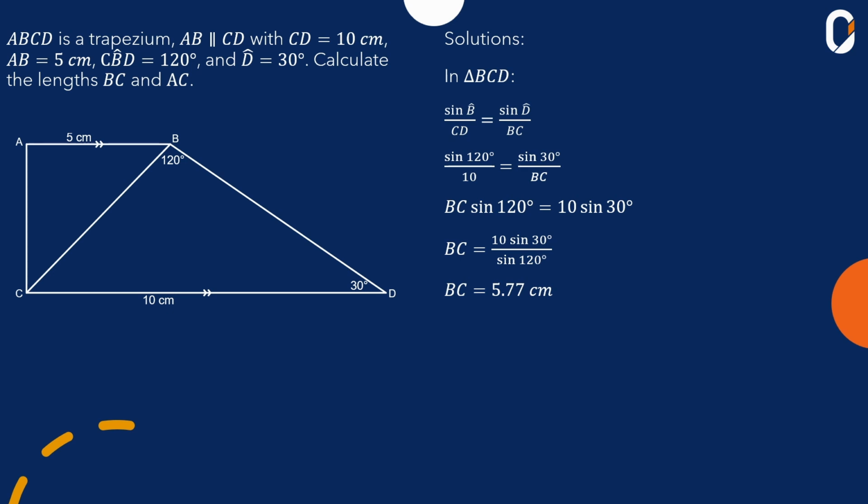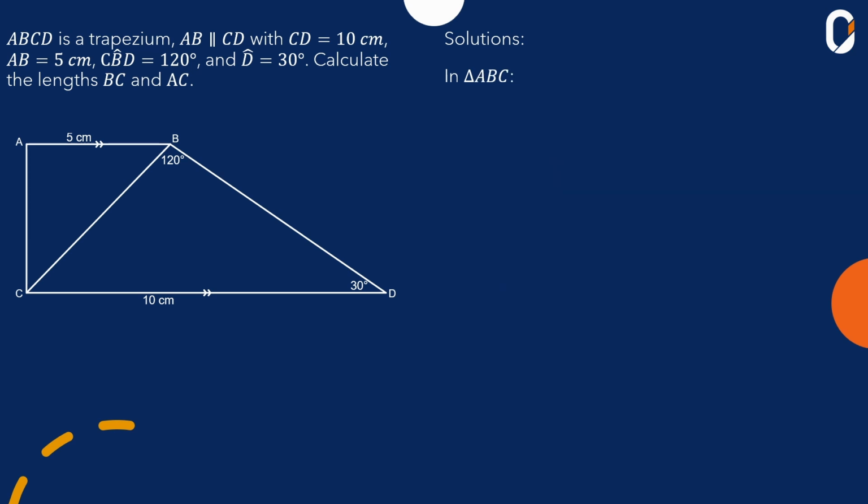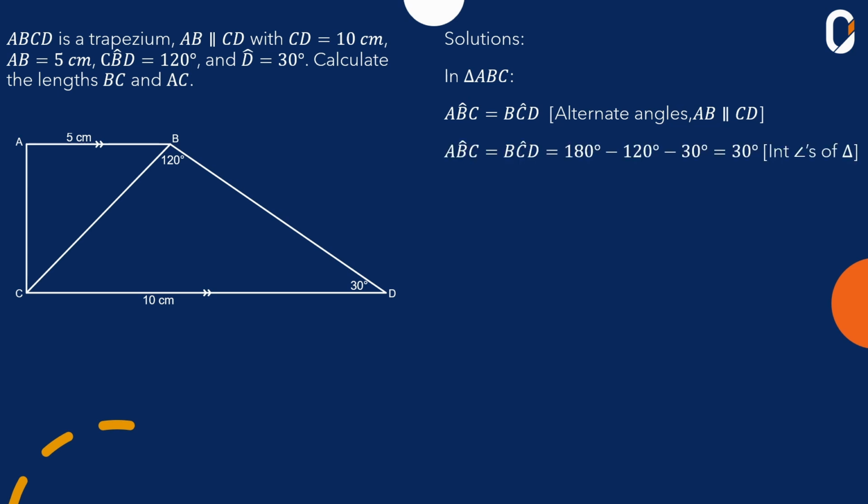Now I'm left with finding the length of side AC. In order to calculate the length of side AC, I'm going to look at triangle ABC. In that triangle, angle ABC is equal to angle BCD, because they are alternate angles and because AB is parallel to CD as the question states. And hence, angle ABC and angle BCD are both equal to 180 degrees minus 120 degrees minus 30 degrees, which is equal to 30 degrees. My reason was sum of angles inside a triangle.